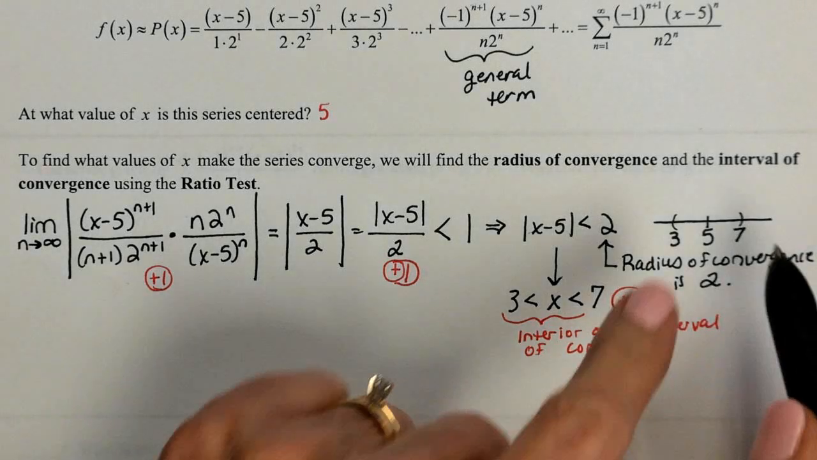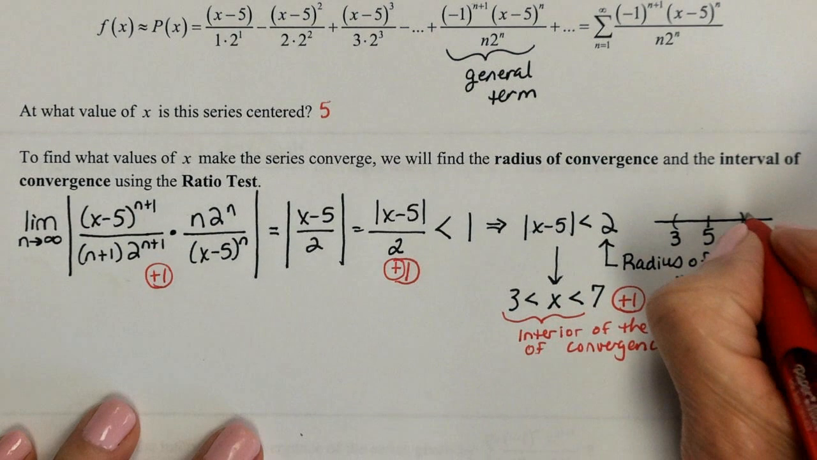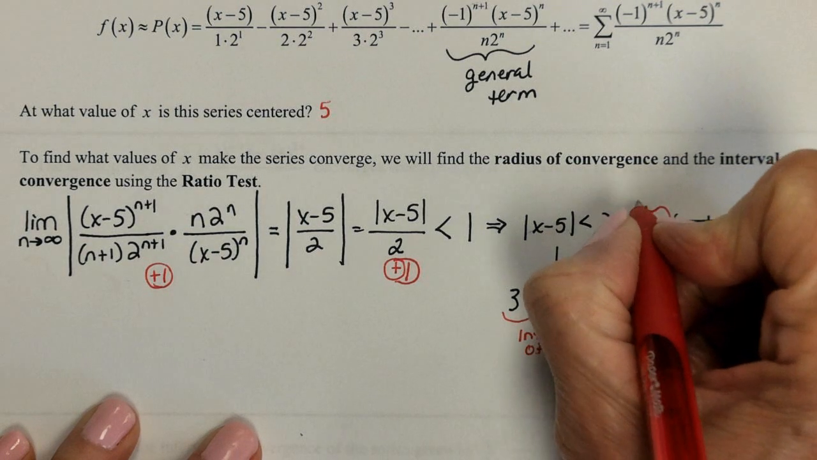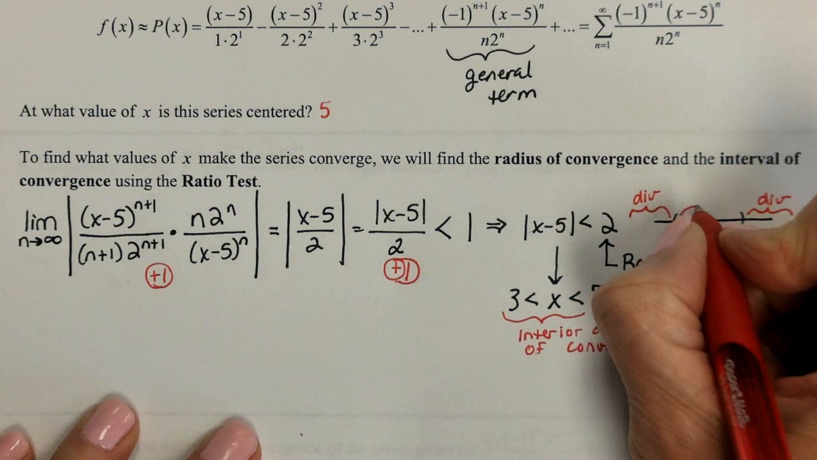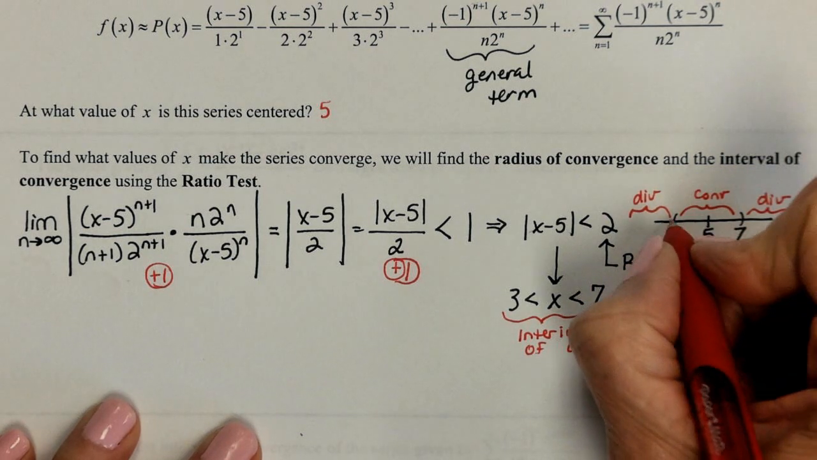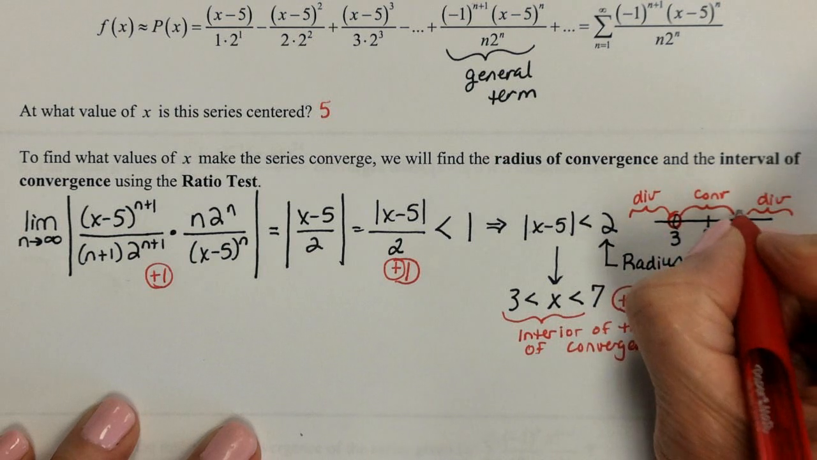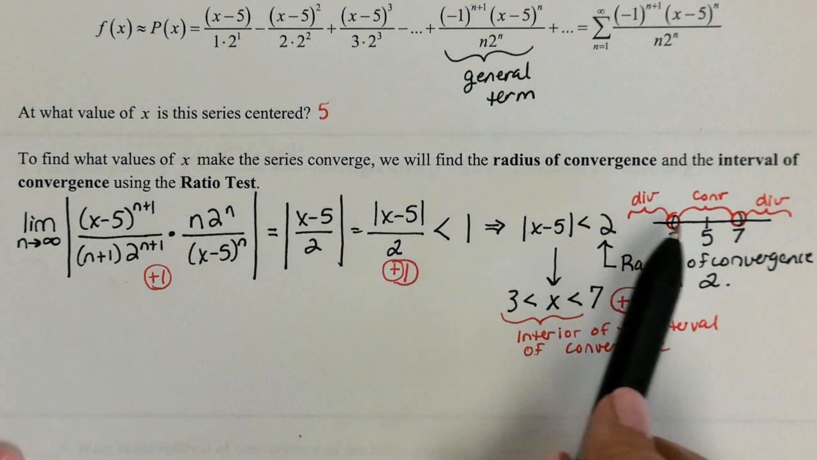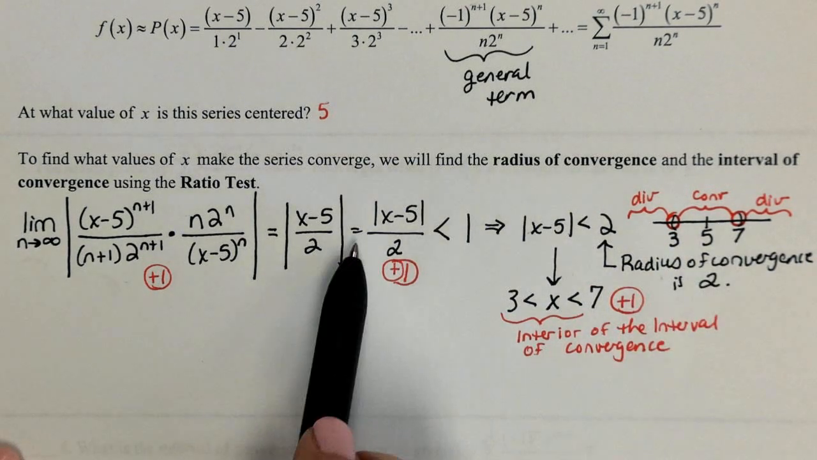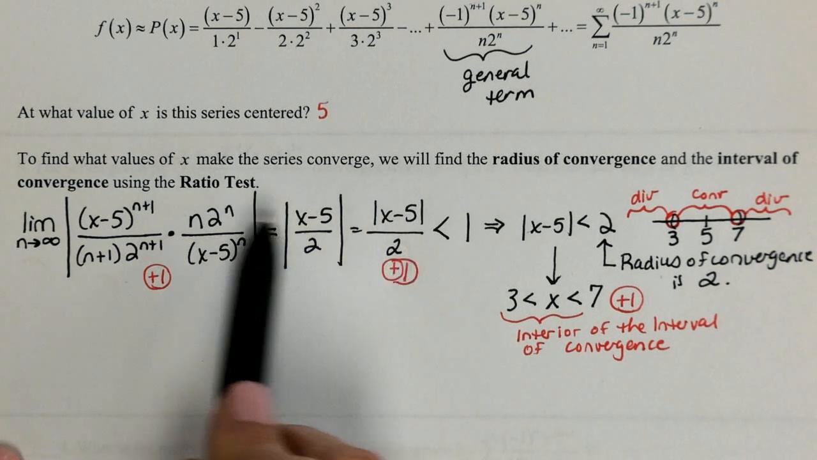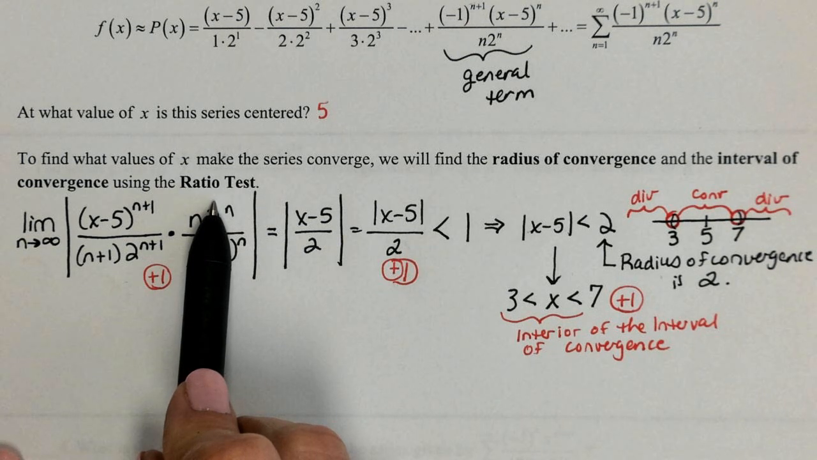I know that I diverge here and here. And I know that I converge in here. What I do not know is what happens right at 3 and right at 7. Do I converge or do I diverge? Right at 3 and right at 7, we get a 1 for our limit. And that makes the ratio test inconclusive. And we have to use a different test.